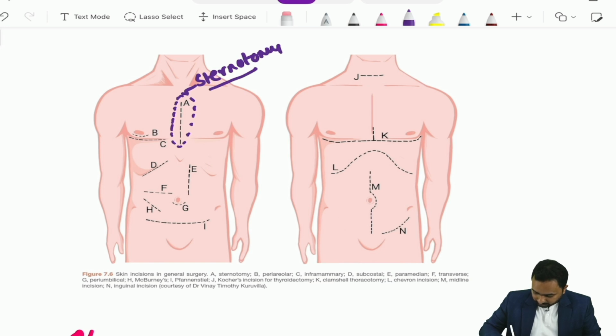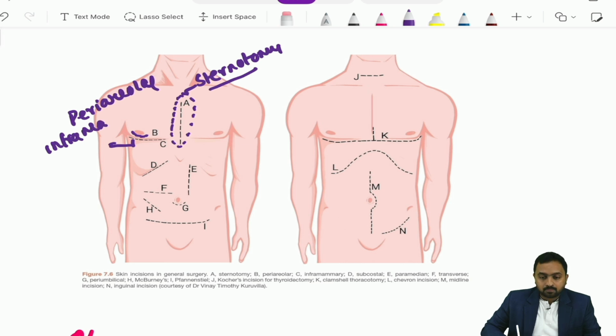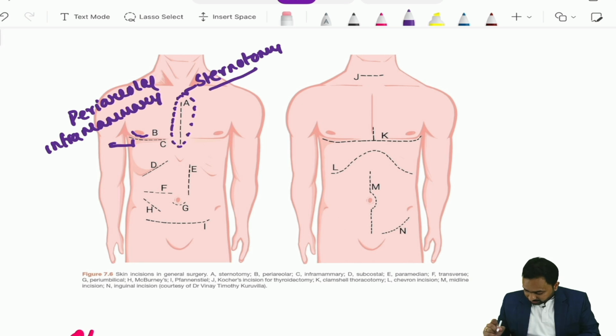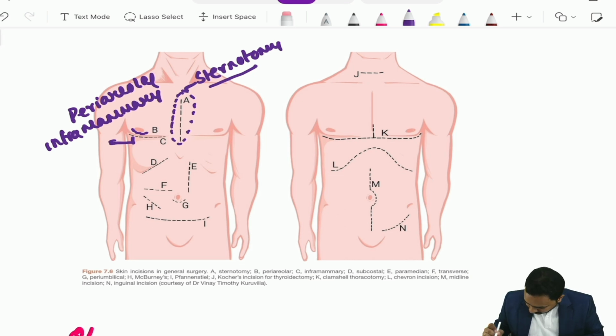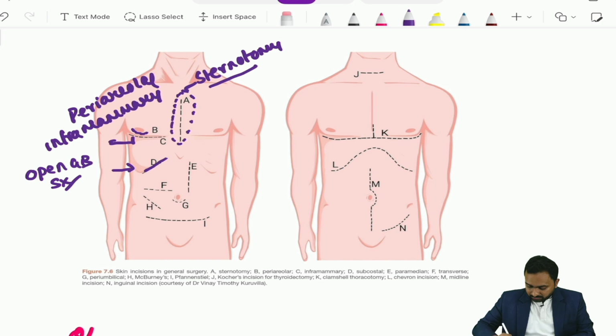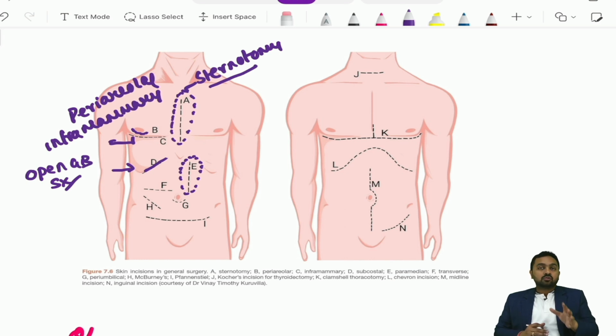Then you have your incision B, this periareolar incision, and then you have your inframammary incision. So these incisions are used in your breast surgeries. Then you have your subcostal incision. Now this is used in your open GB surgery. Then you have your paramedian incision. Now these are rarely used nowadays, but with the help of a paramedian incision, you could go for operating a splenectomy or even a right hemicolectomy.